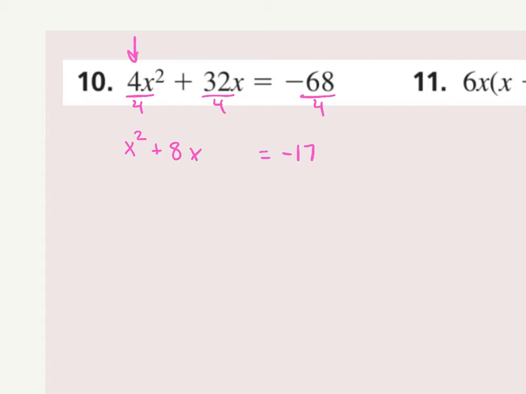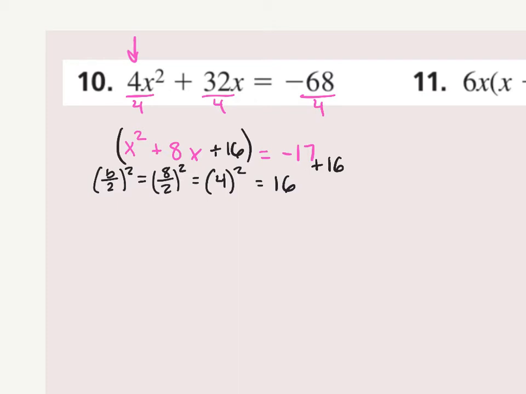Now we need to complete the square. So we're going to plug in our number here. That is b over 2 squared. Our b is 8, so 8 over 2 squared. This is 4 squared, which is 16. So we need to add 16 into our equation here, which means we have to add it on the other side as well.